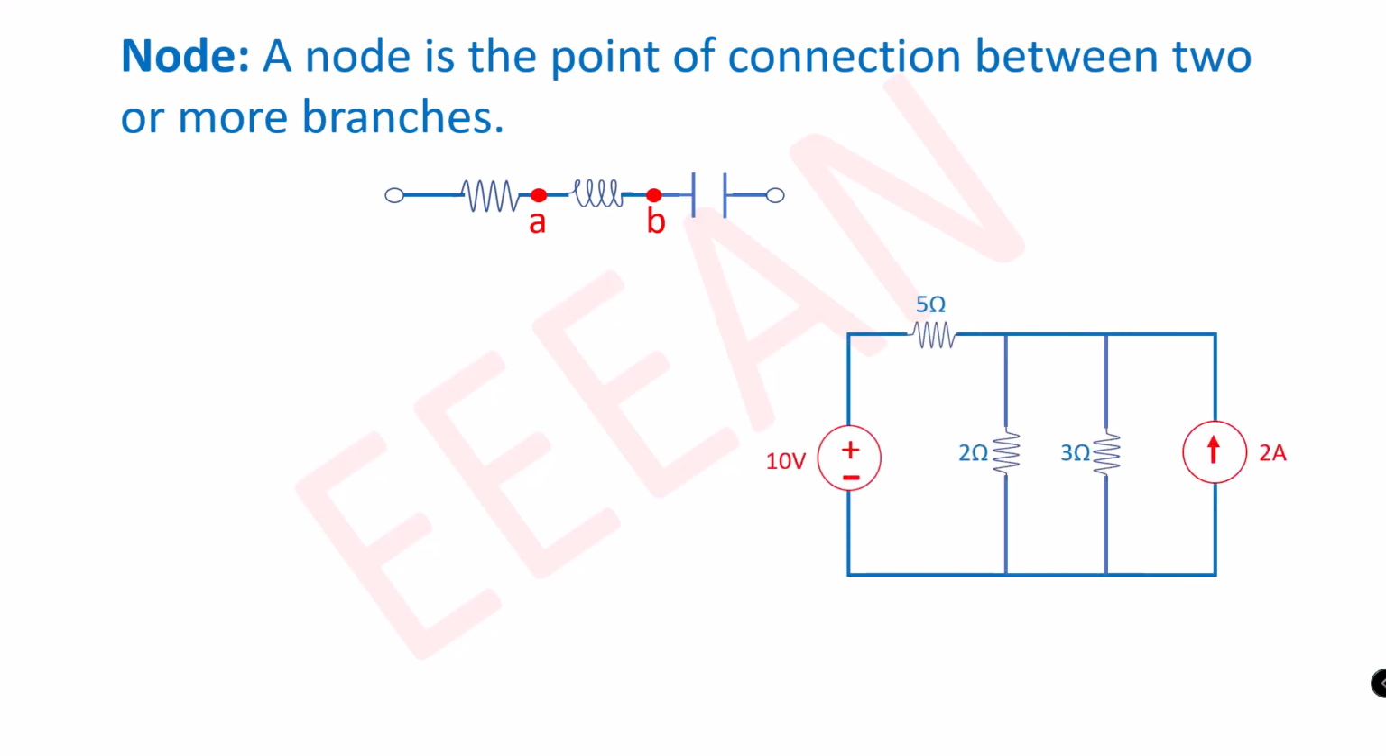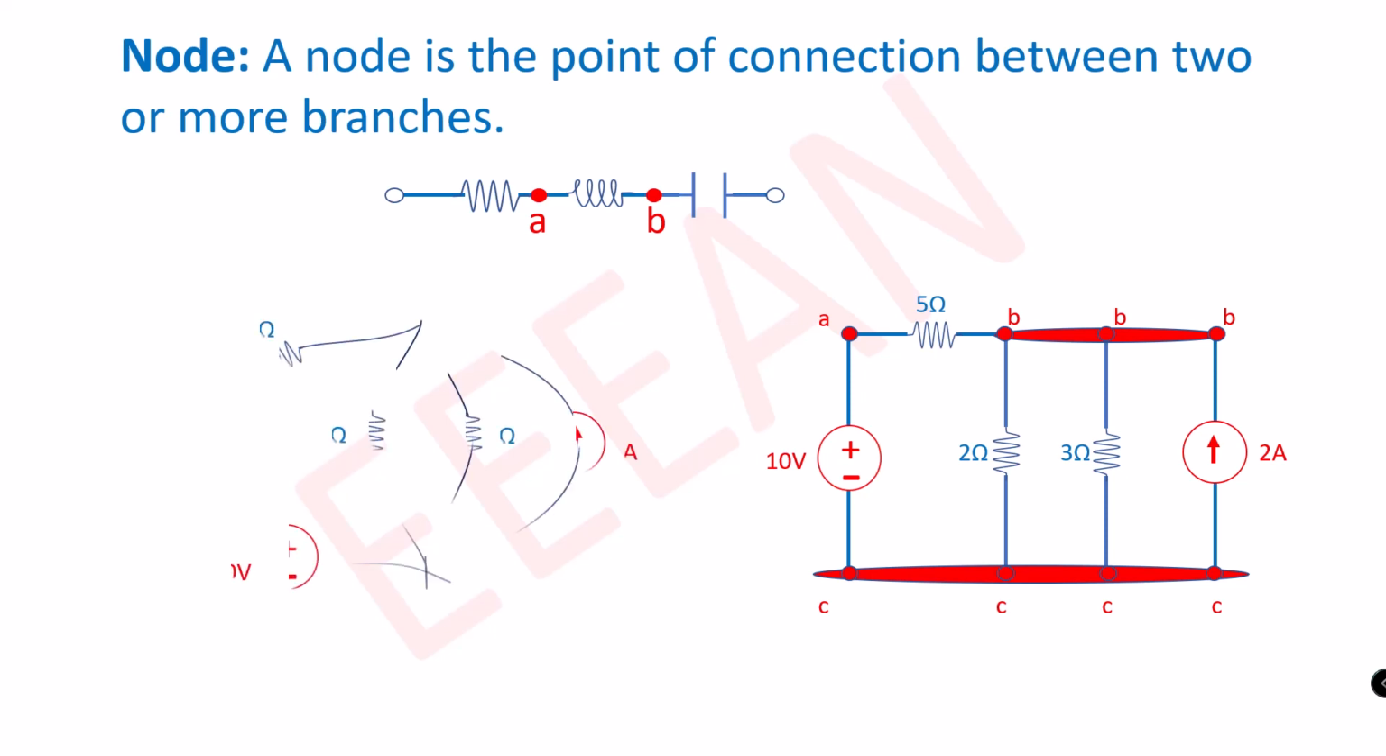Let's go to see another example. In the circuit, the 10-volt voltage source and 5 ohm resistance are separated with a point A, a node point. The point B is a connection between the 5 ohm resistance and the 2 ohm resistance. Since there is no element between these points, we can consider them as a single point. So the circuit has 3 nodes, the node A, B and C.